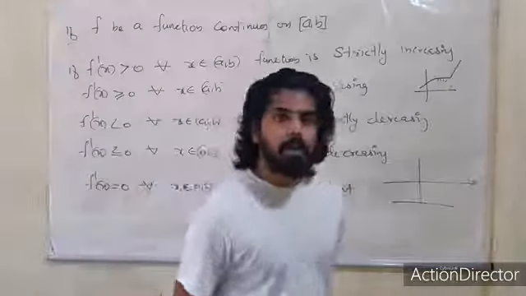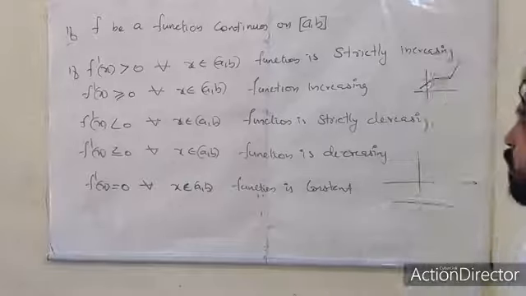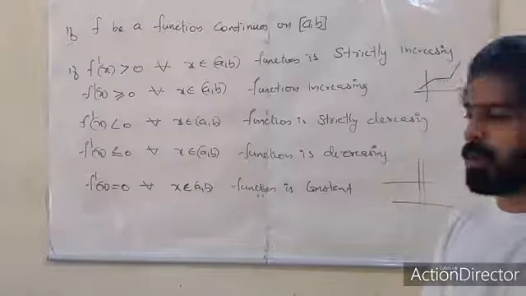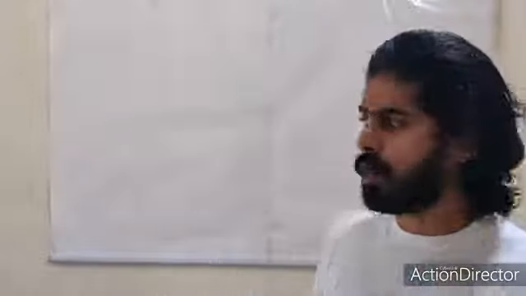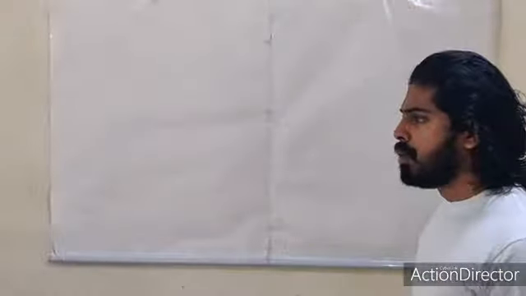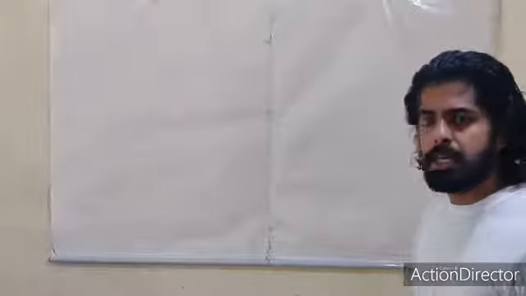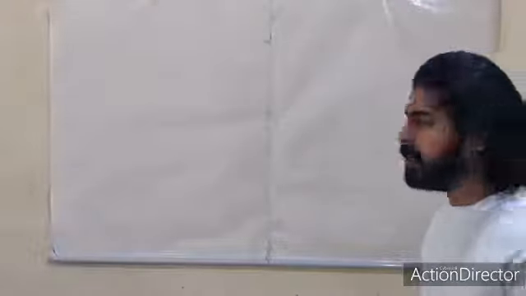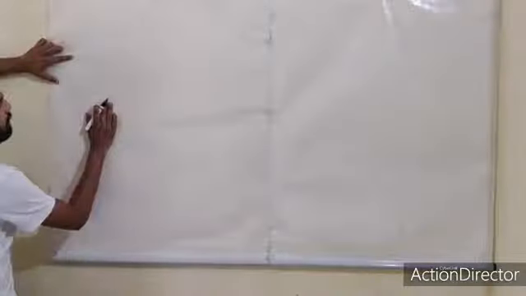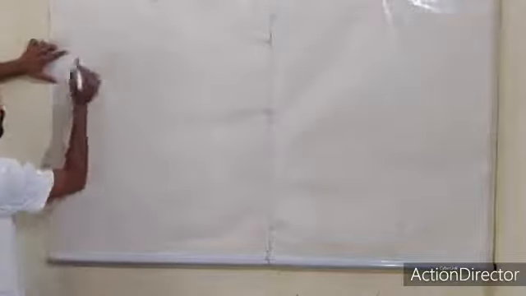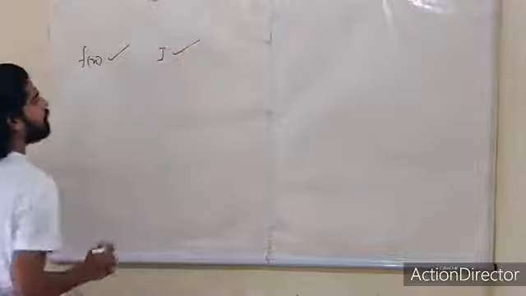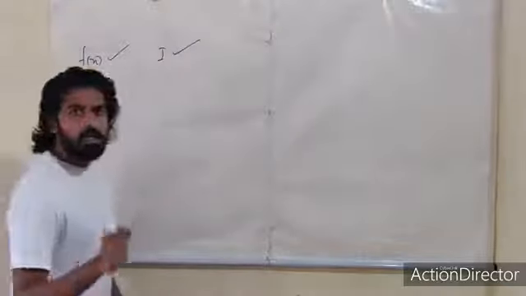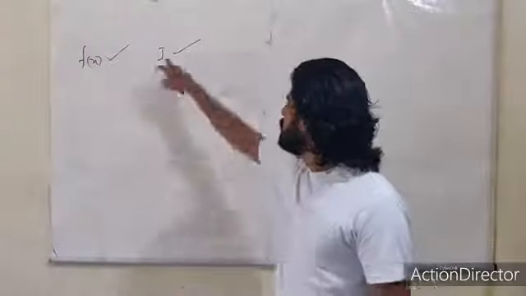Now let's move on to the questions, and check what type of questions are asked from this concept. Mainly two types of questions are asked. One is to prove that the given function is strictly increasing or strictly decreasing in the given interval. In that, two things will be provided to you: a function and an interval. You have to prove that the given function is strictly increasing or strictly decreasing in this interval.